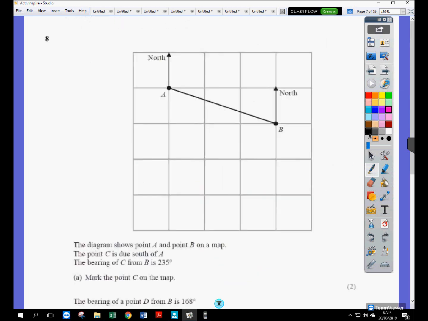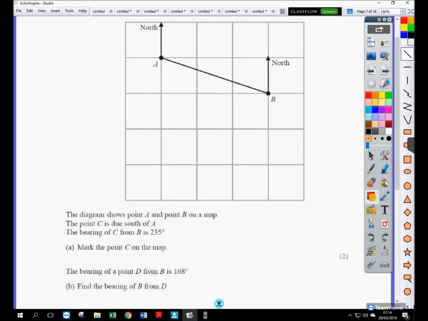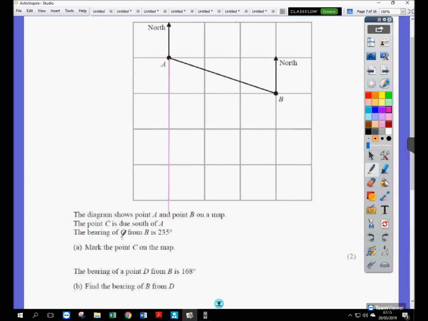Next question. So, the point C is due south of A. So, the first thing I note is where C is going to lie. It's going to be somewhere on this line, just due south of A. And what else do we know? The bearing of C from B is 235 degrees. The bearing of C from B.